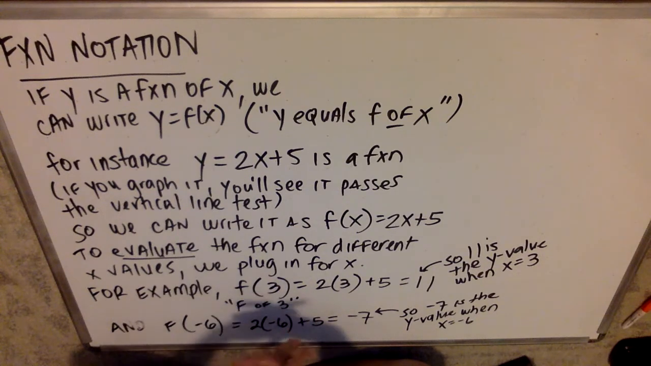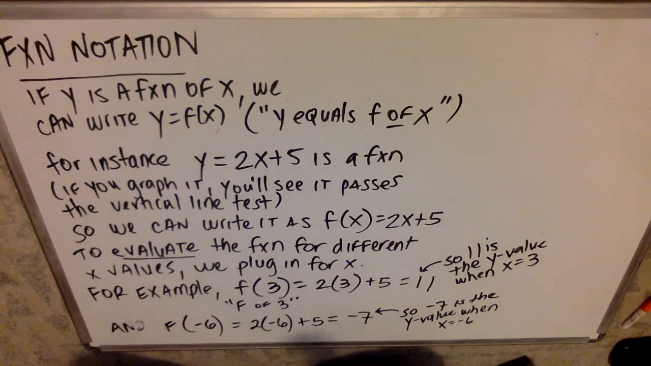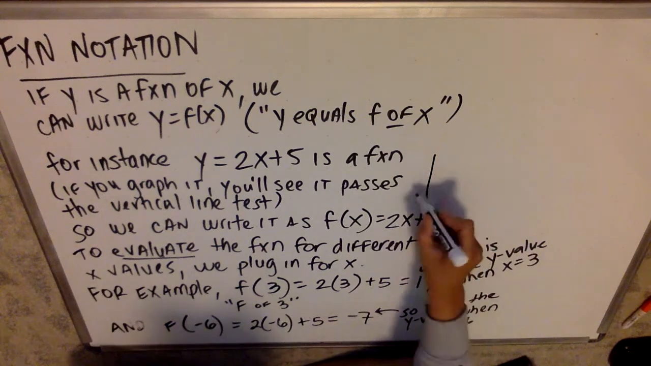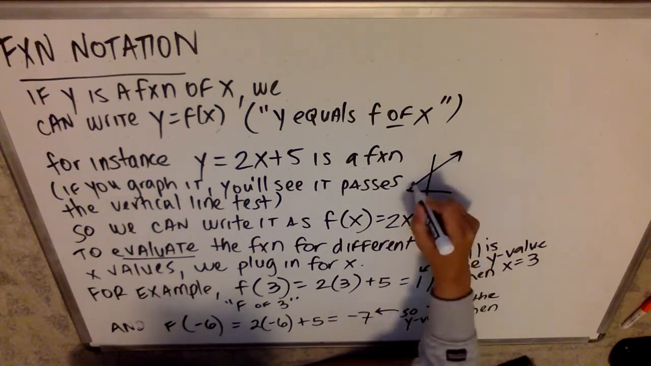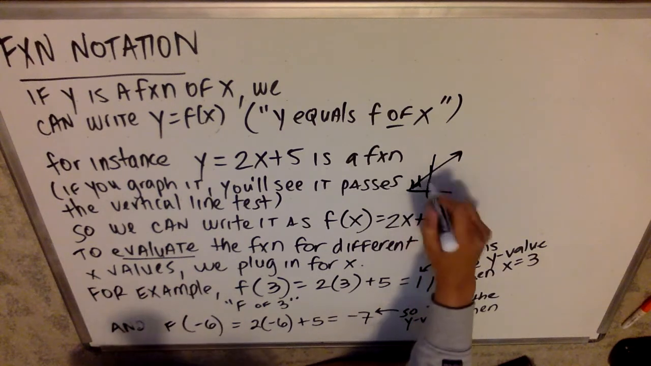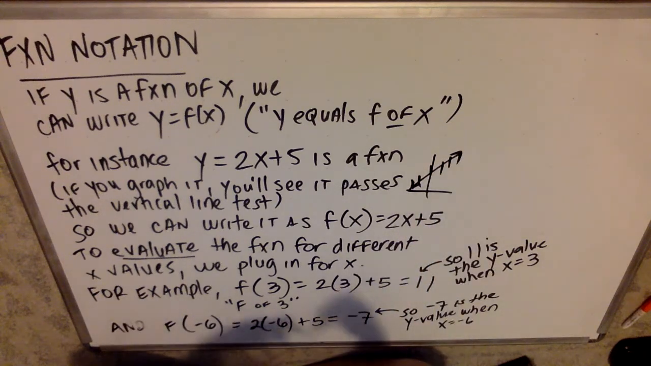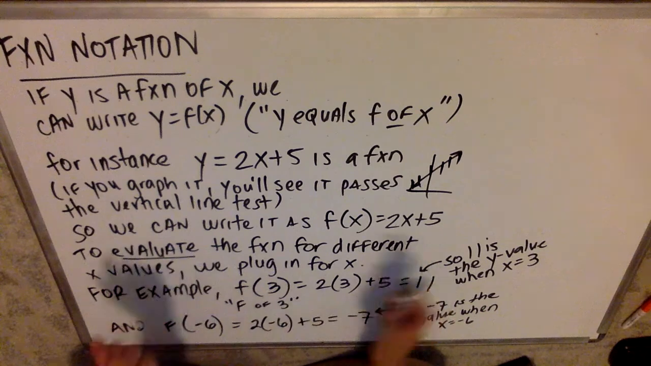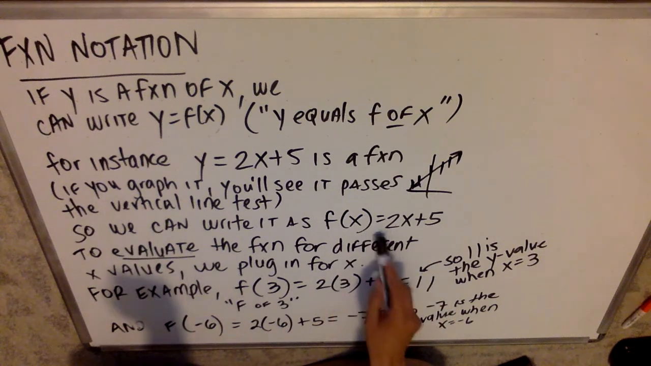So for instance, y equals 2x plus 5 is a function. If you graphed it, you would see that this looks something like a line that looks like this, right? So it definitely passes the vertical line test. It's a big old line, all right? So we can write it as f of x equals 2x plus 5.